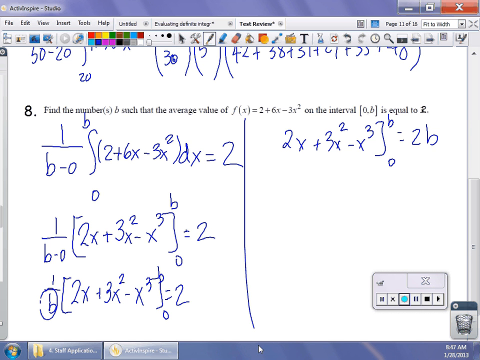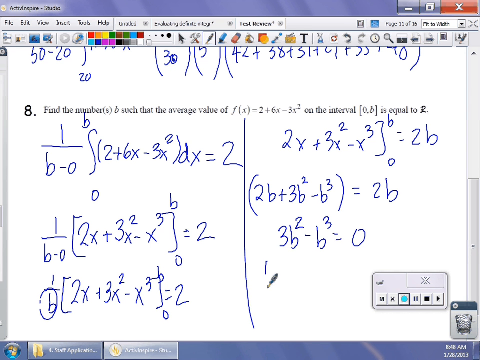Now I'm going to use the fundamental theorem of calculus, so I have 2b plus 3b squared minus b cubed, that's the upper bound. Substituting in the lower bound will give me 0, and that's equal to 2b. So the 2b's are going to subtract out, so I get 3b squared minus b cubed. I can factor out a b squared, and that'll leave me with 3 minus b equal to 0. So b is equal to 0, or b is equal to 3.